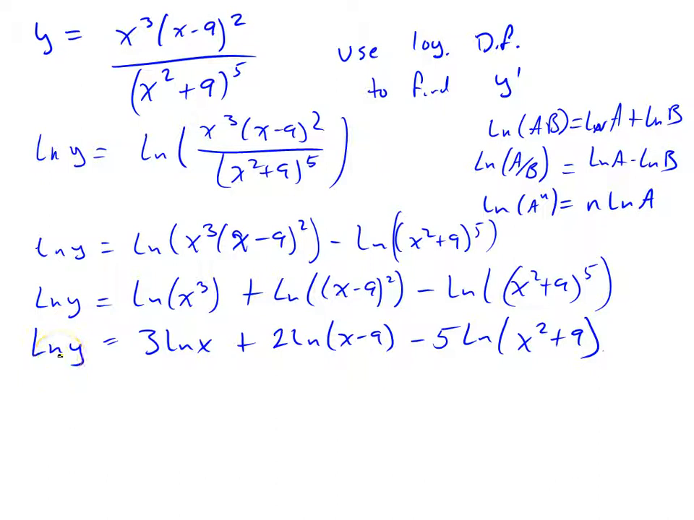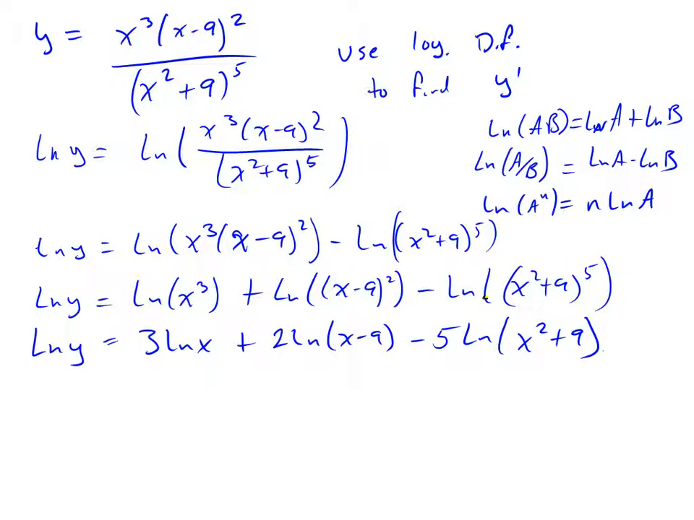But I also know that all the factors in the numerator are going to end up with their own terms here being added together, and that the coefficient out in front is whatever the exponent is, right? So this x cubed is this 3 natural log x. This x minus 9 squared is a 2 natural log x minus 9. Stuff in the denominator is like a negative 5 exponent because it's down in the denominator. So I have this negative 5 times the natural log of the x squared plus 9.